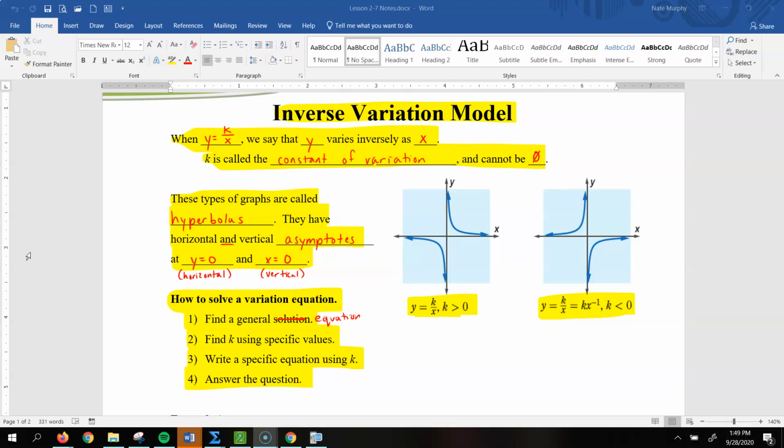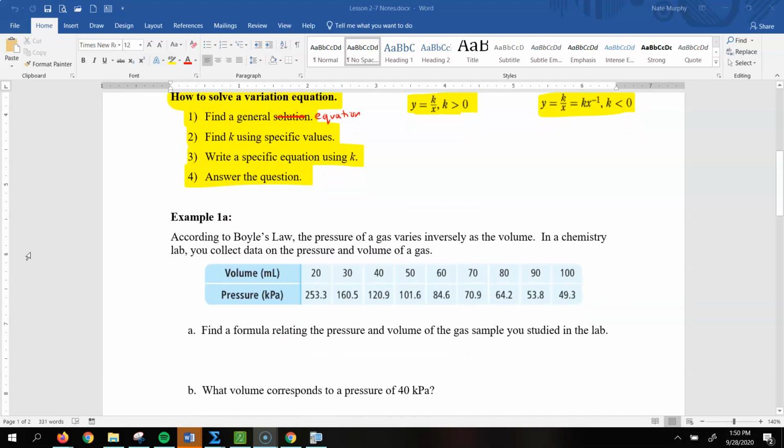But then the first real math that we're going to do is we're going to find k using specific values. So whether it's a story problem or whatever the case is, they're always going to give us a coordinate. They're going to give you a value for x and a value for y. And so we can use that value for x and y to find our value for k in that specific scenario. And after we find k, well, then we can change that general equation into a more specific equation. Like if I know that k is 3, well, now I can say that my equation is y equals 3 over x. And then I can use that equation to answer whatever the question is asking. So let's look at some examples here.